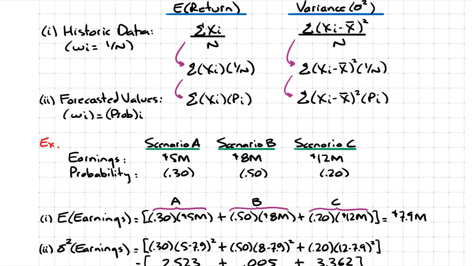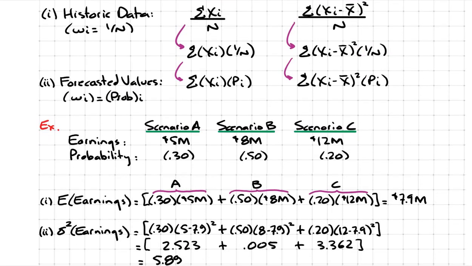So now let's look at an example. Suppose that we have three potential scenarios, and the corporate earnings under each scenario will be different. So there it is. And we're also told the probability of each of these scenarios occurring. So clearly, ladies and gentlemen, what we have here is forecasted values. And what was the giveaway? Well, if they're giving us probability, it means these events have not occurred yet, so they're forecasted values.